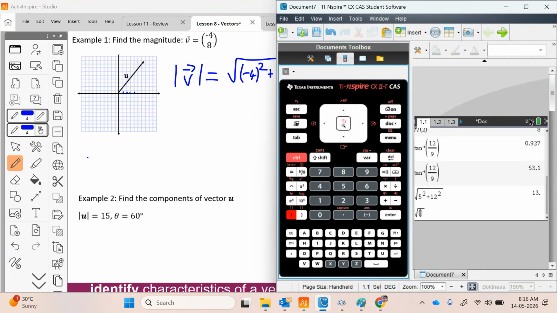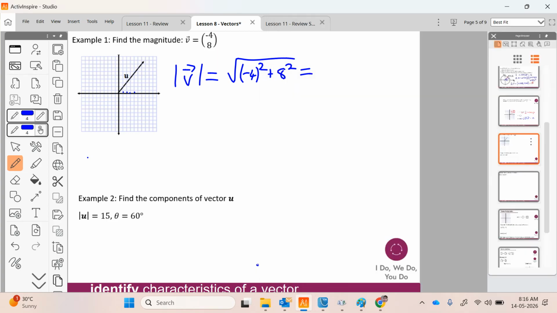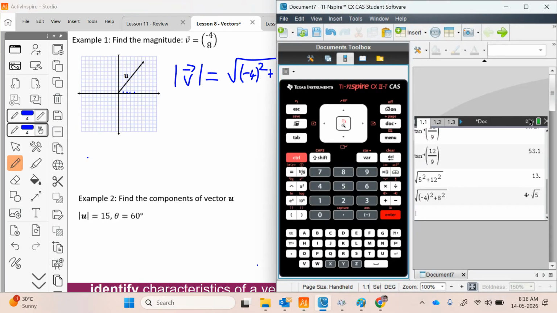Need the bracket for the negative. -4 close bracket squared plus 8 squared. And we get 4√5. This is the exact answer, 4√5.